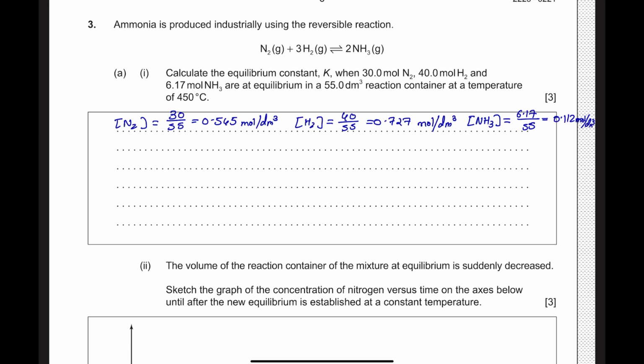So you have the concentrations, so the equilibrium constant would be NH3 whole squared divided by N2 times H2 concentration whole cubed. Now we'll just plug in the values and simplify. So 0.112 whole squared divided by 0.545 times 0.727 whole cubed. If you plug everything in a calculator, you will get 0.0599, which is your equilibrium constant.